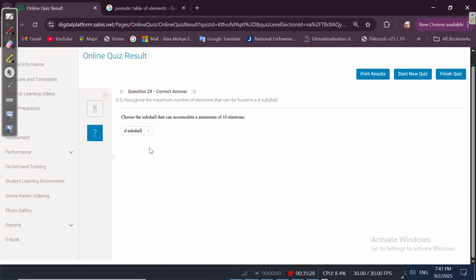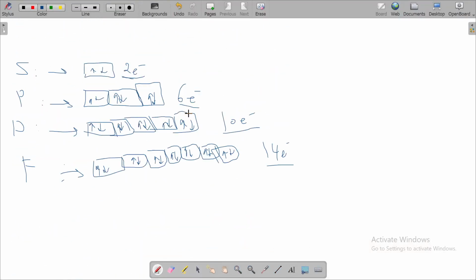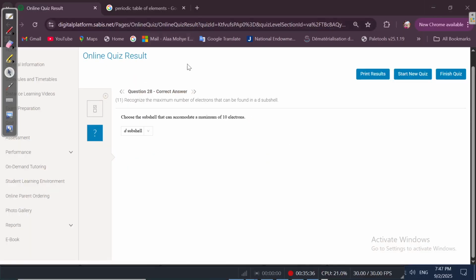Okay, choose a subshell that can accommodate a maximum of 10 electrons. Everything is here. D10. Memorize it, please. Please. Next.